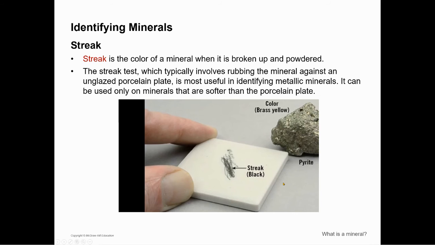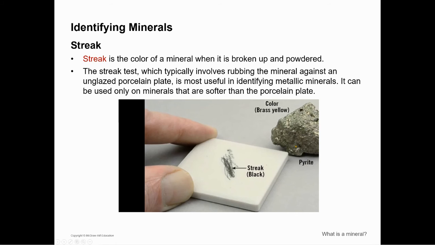Streak. Streak is a color, and this is another identifying property. Streak is the color of a mineral when it is broken up and in powdered form. The streak test, which typically involves rubbing a mineral against an unglazed porcelain plate, is most useful in identifying metallic minerals. It can be used only on minerals that are softer than the porcelain plate.